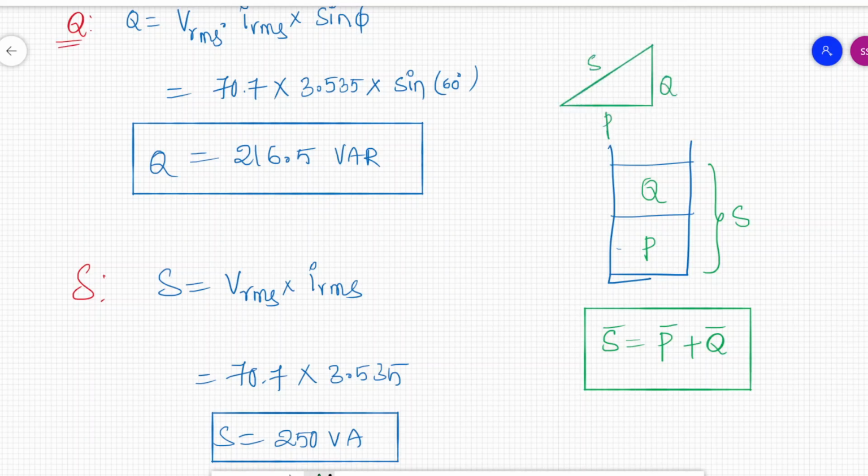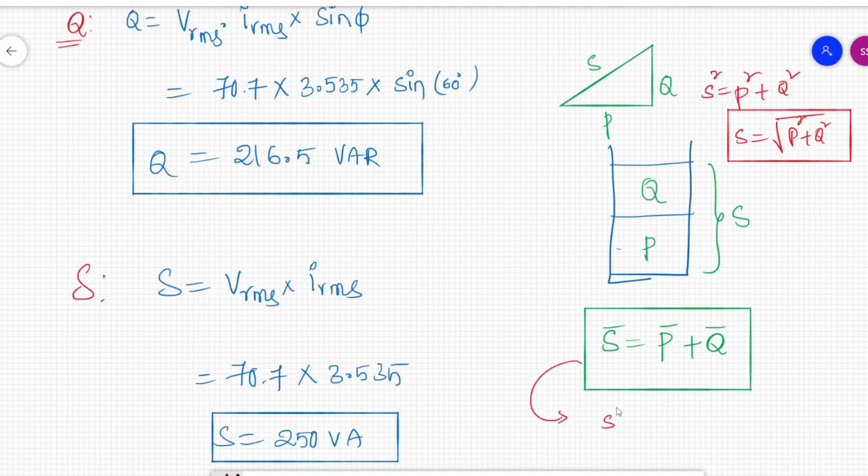So if you apply Pythagoras rule here, that will be S square equal to P square plus Q square. That is S equal to the root of P square plus Q square. So this is apparent power. This vector representation also indicates S square equal to P square plus Q square. These are vector sums. The vector sum of real power and reactive power gives us apparent power. So this is one important equation to be remembered. Now let us proceed to another problem.